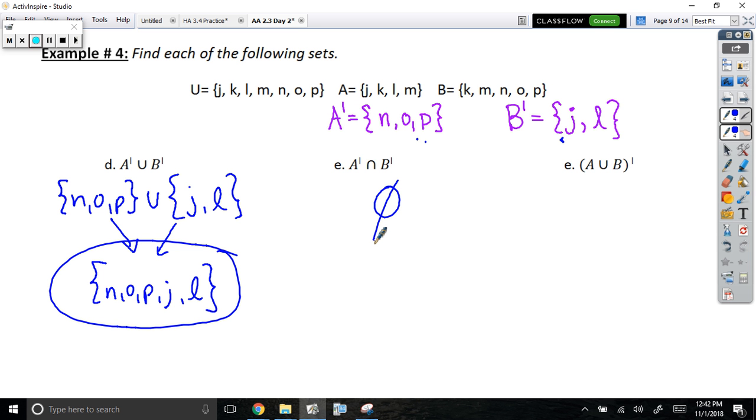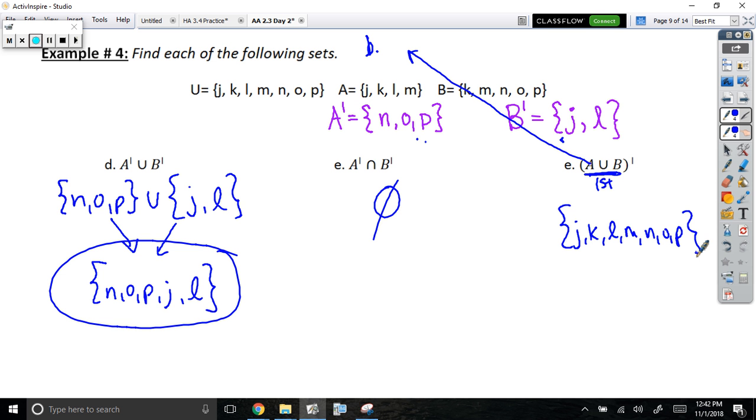We're talking about these. Now when we have parentheses thrown in, you have to do what's inside the parentheses first, just like order of operations. So you're going to think about everything that's in A union B. And if you look back, it was actually question B, A union B. Whenever we did A union B, we had all of the letters: J, K, L, M, N, O, P.